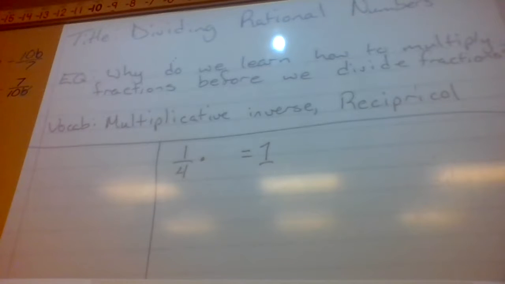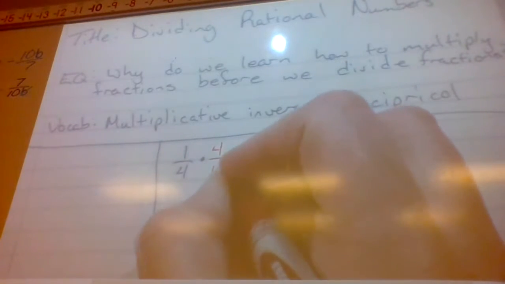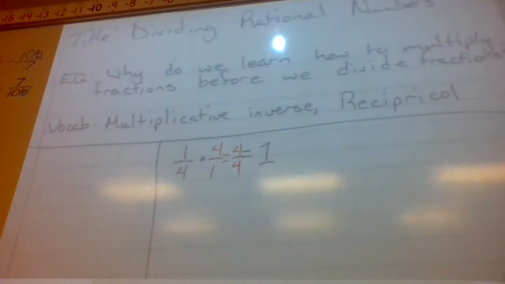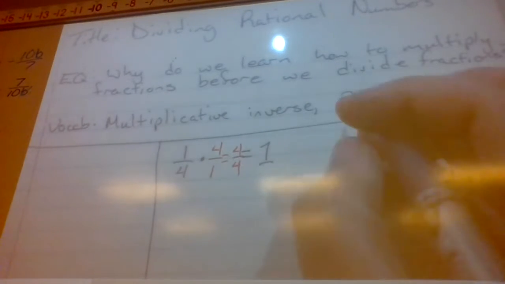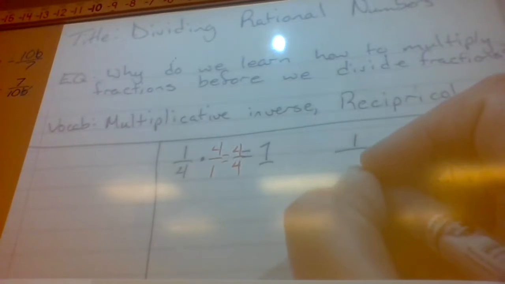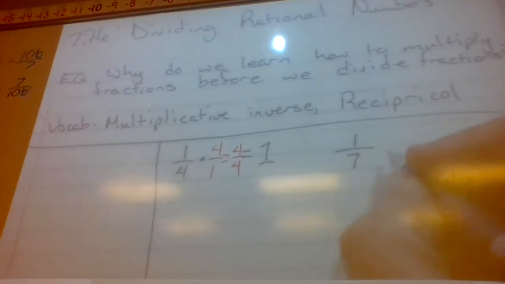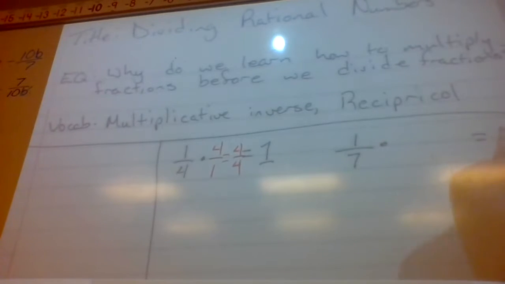Okay, so what are we going to multiply it by? 4 over 1. Why 4 over 1? Because we'll make it 4 over 4, which is the same as 4 divided by 4, which equals 1, right? So we have 4 over 1 equals 4 over 4. What if I pick a different number and I put 1/7? What are we going to multiply 1/7 by to get 1? Why 7 over 1? Because it'll be 7 over 7.